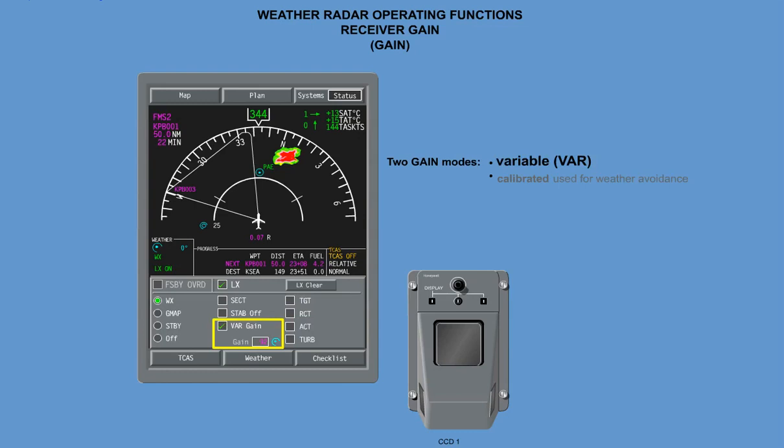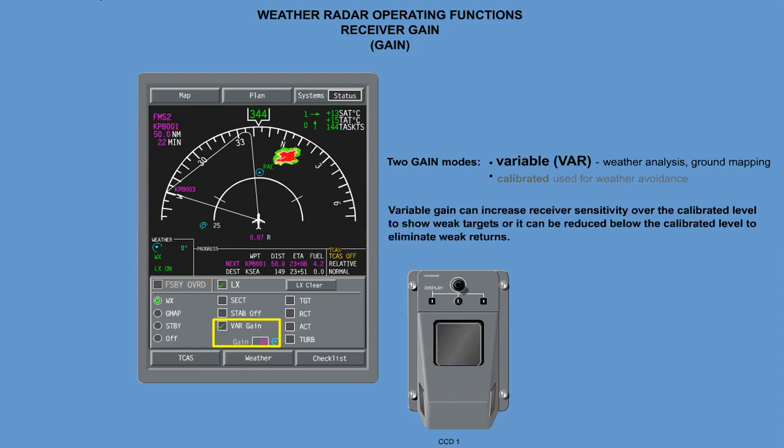The variable gain mode is useful for additional weather analysis and for ground mapping. In weather mode, variable gain can increase receiver sensitivity over the calibrated level to show weak targets, or it can be reduced below the calibrated level to eliminate weak returns.